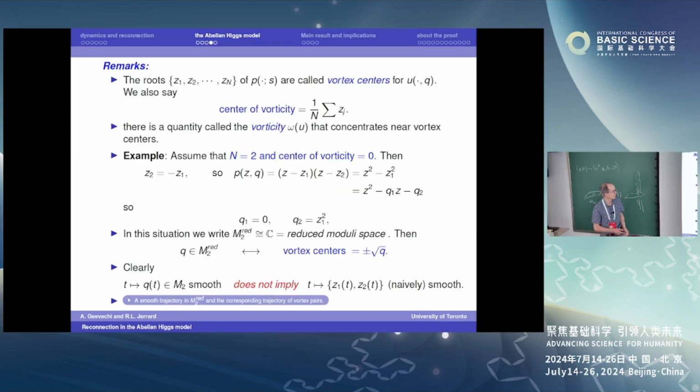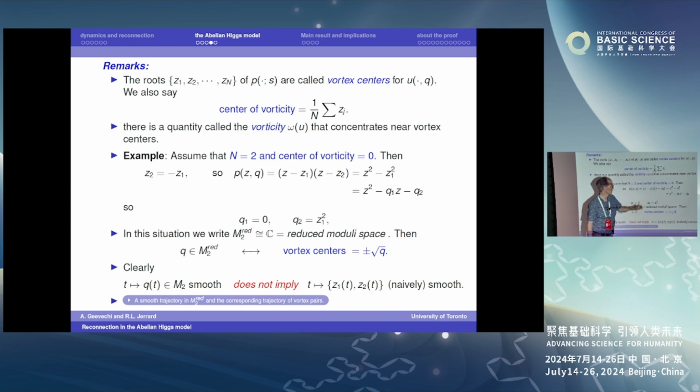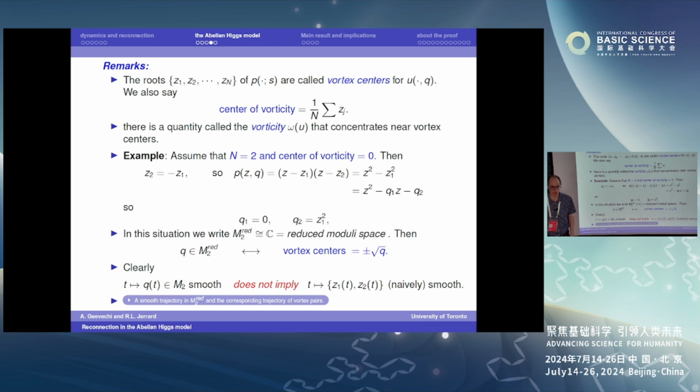These roots, z1 up to zn of the polynomial, are called the vortex centers. Actually, this should be a Q. And we can say the center of vorticity is just the mean of the points. There is indeed a physical quantity called vorticity, which I won't define, that concentrates near the vortex centers. So I'll refer to this later on.